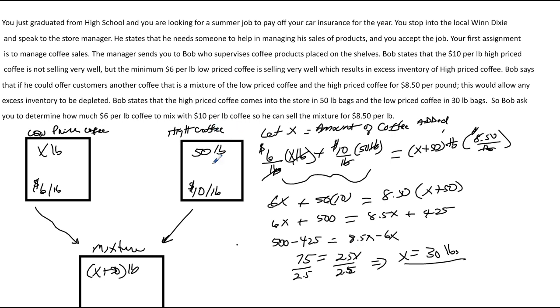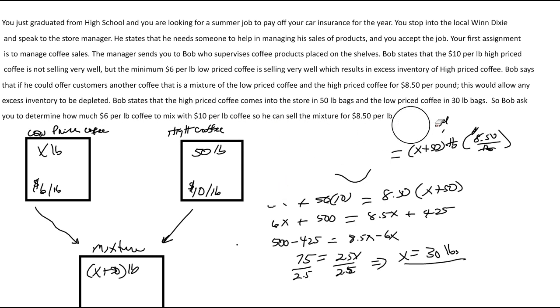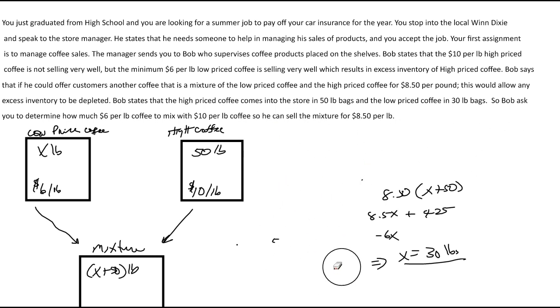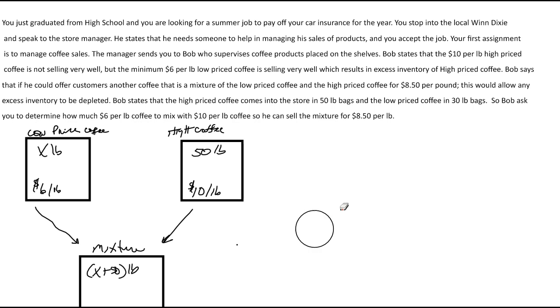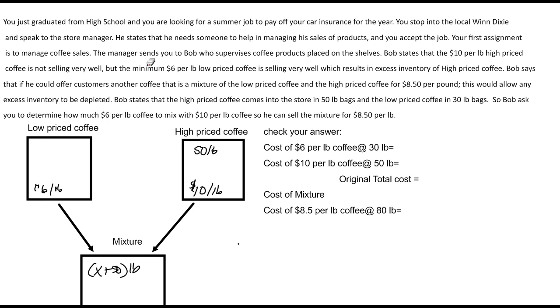So, what does that mean? Okay. Well, let's check our answer. So let's erase all of this and check our answer. Okay. So let me get my pen back. Let me put my cost back here. So that's X pounds at $6 per pound, and that's 50 pounds at $10 per pound.